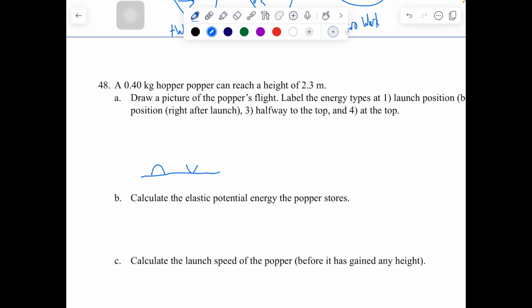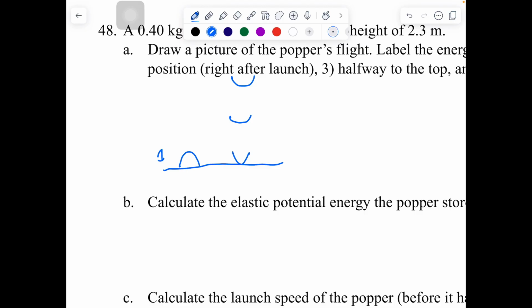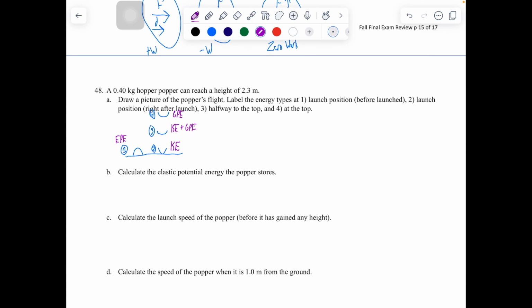Here it has popped. Here it is halfway to the top. And here it is at the top. This will be 1, 2, 3, and 4. At 1, it is all elastic potential energy. At 2, no more elastic potential energy, just kinetic. At 3, kinetic, it's still moving upwards, and it has GPE. At 4, it is just GPE, as it is no longer moving.